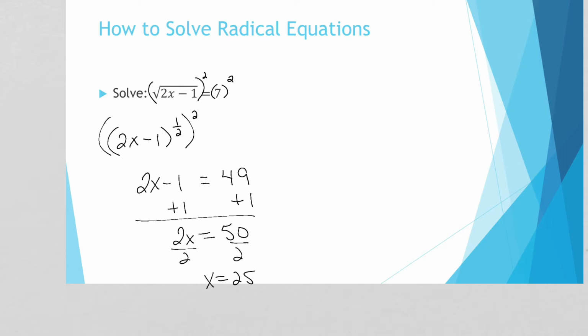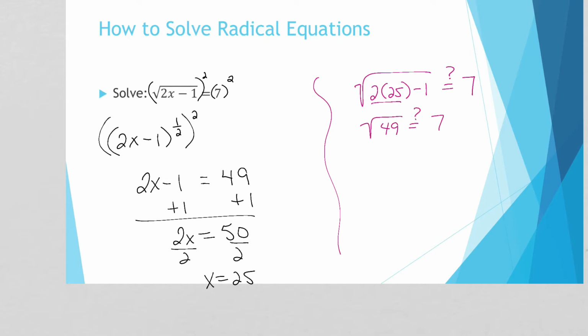And what did I tell you guys? I told you always, always, always check your work, okay? So we're going to check it. I'll do that in a different color. So we've got the square root of 2 times 25 minus 1. Does that equal 7? So 2 times 25 is 50. 50 minus 1 is 49. Square root of 49 is 7, and 7 does equal 7. So we know that we have the correct answer here. Always check your work.